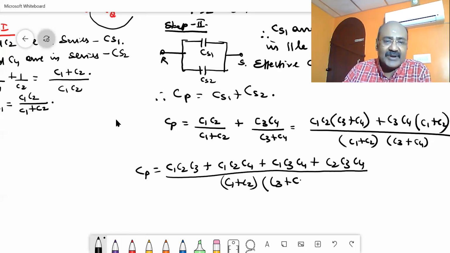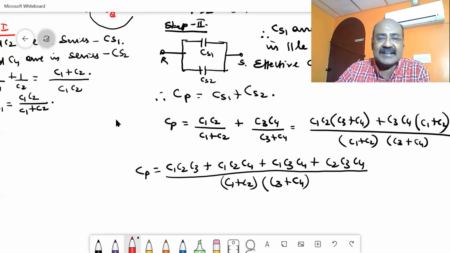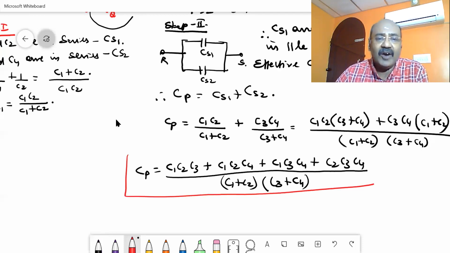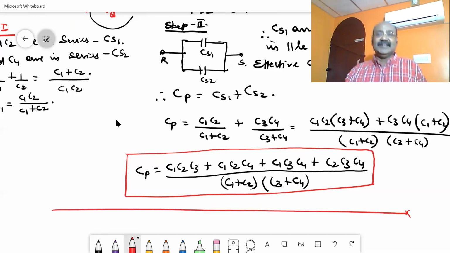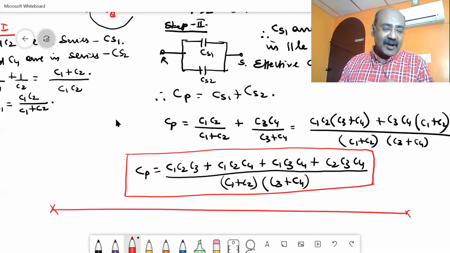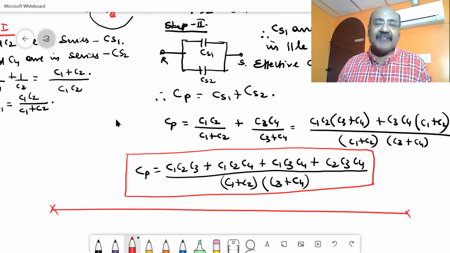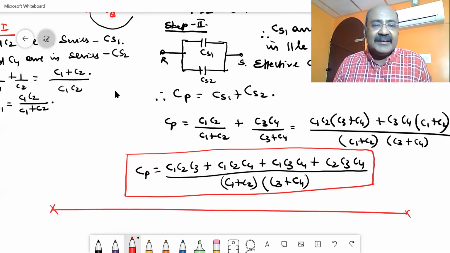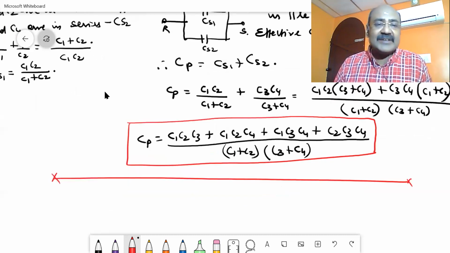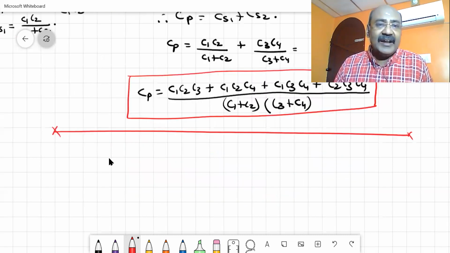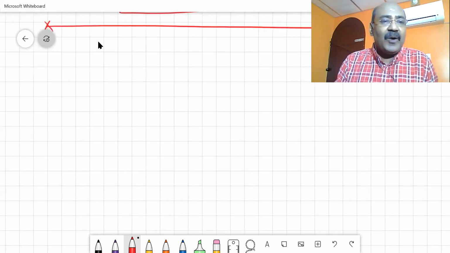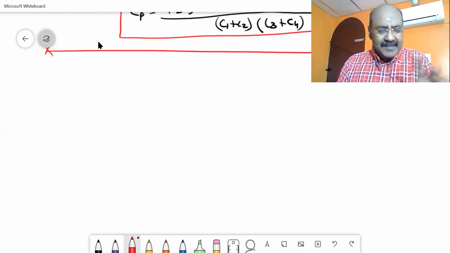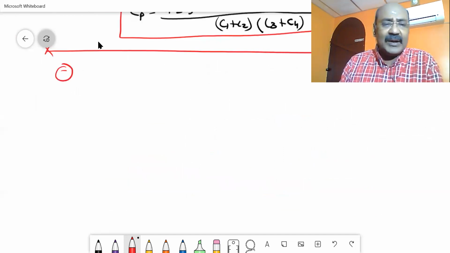This gives you the effective capacitance of the combination across R and S. Hope you have understood this. Still we have one more problem, and the final one. Let us take the final problem, the fifth one. What is the diagram given? The same diagram as the previous one.